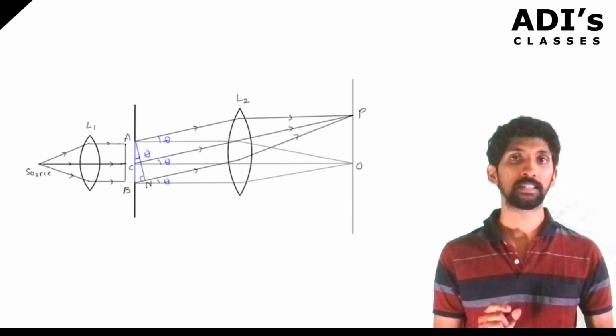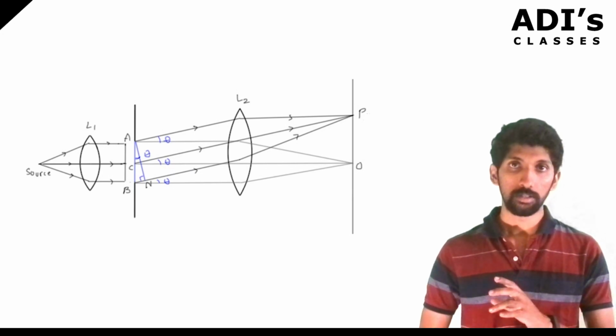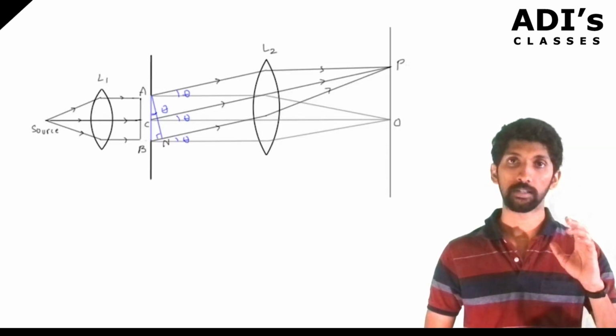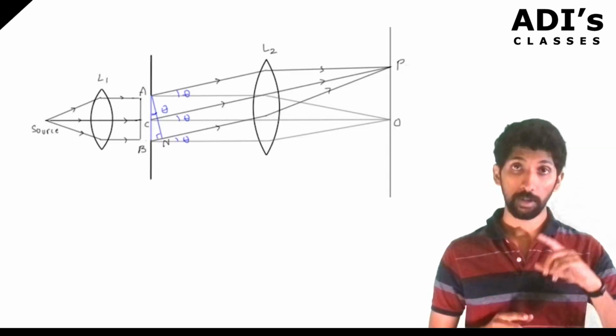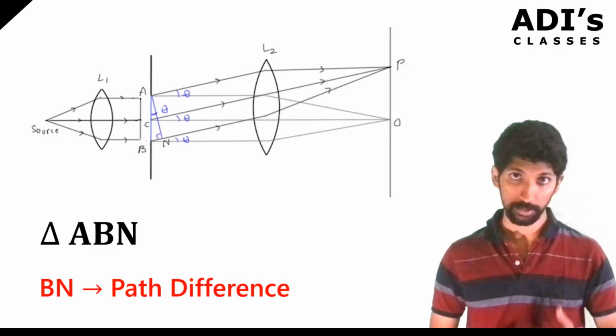Okay, now here the very important point what we have to look at is triangle ABN. Okay, now in triangle ABN, that BN distance is nothing but the path difference, correct? So the path difference between the wavefront which leaves from A and which leaves from B. The BN is the path difference.